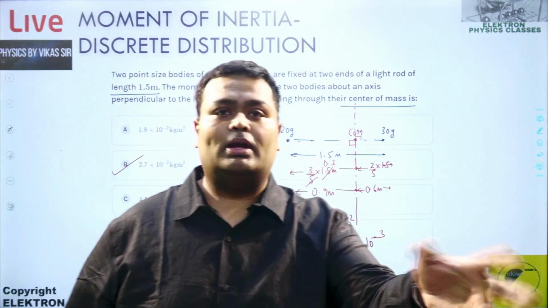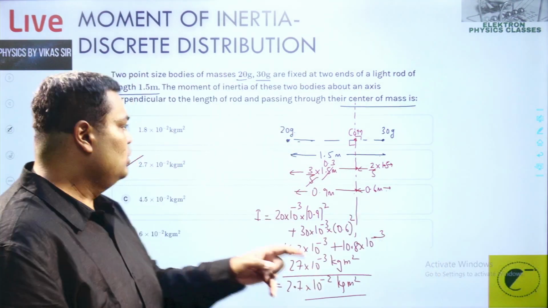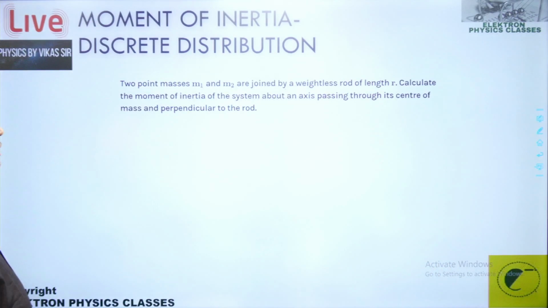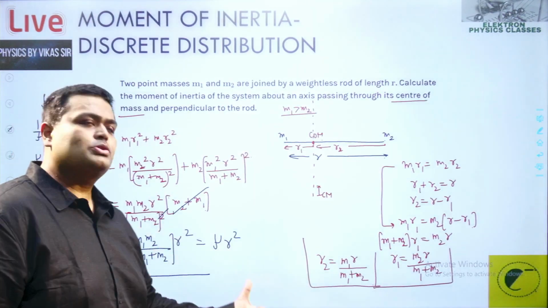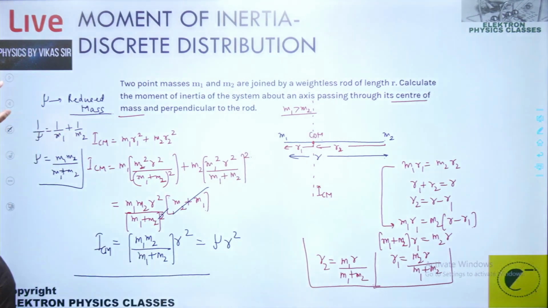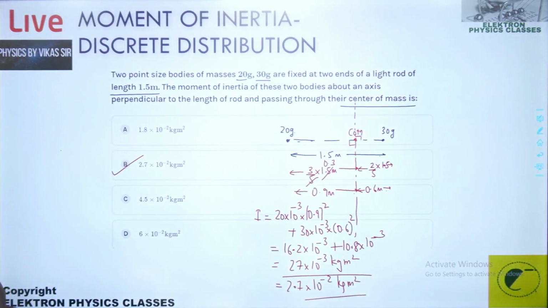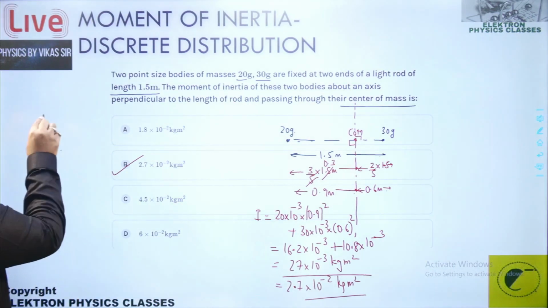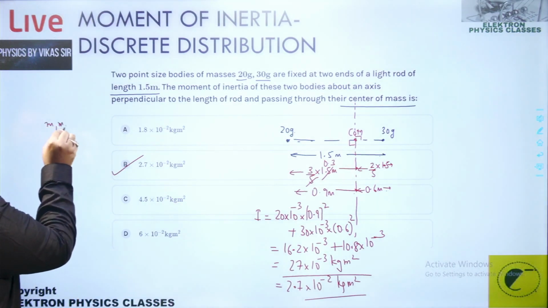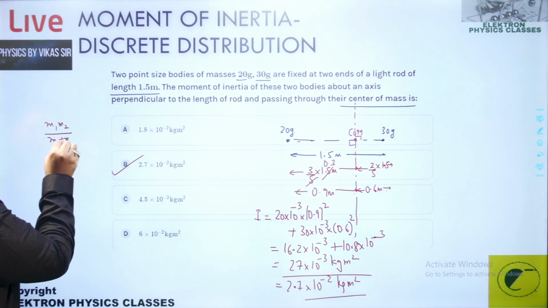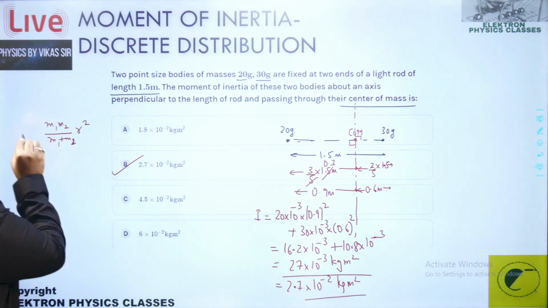Sir, can we use a formula? Of course you can. Which formula? Which we derived over here, mu r square. So you can save your time. Of course you can solve it like this also by locating the center of mass, but beforehand also you can solve it like m1 m2 upon m1 plus m2 into r square.